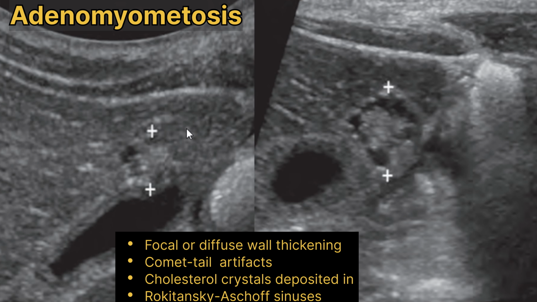Now in this sonogram we can see the Rokitansky-Aschoff sinuses, and this is the longitudinal view that shows a solid mass in the gallbladder fundus. A small cystic space suspicious for a Rokitansky-Aschoff sinus is seen here, and this is the similar transverse view that shows several distinct Rokitansky-Aschoff sinuses that are clearly visualized here.